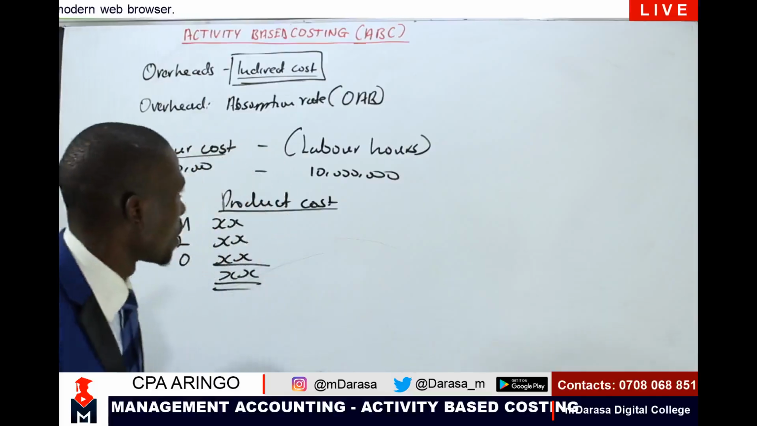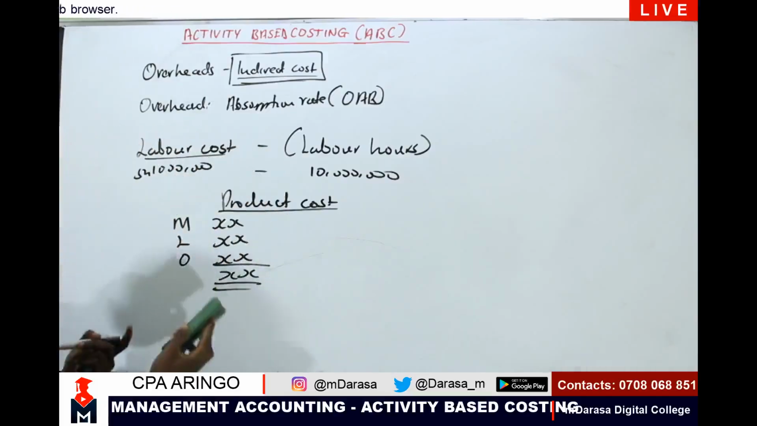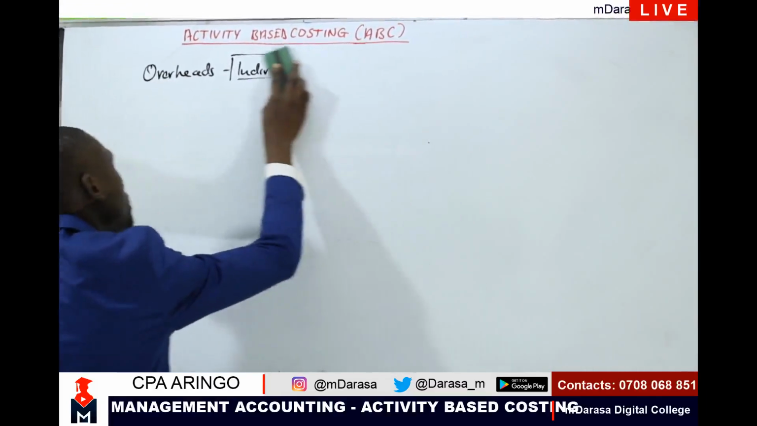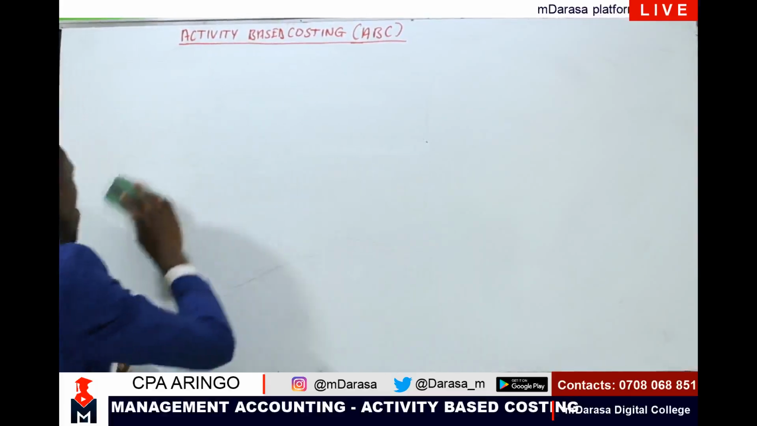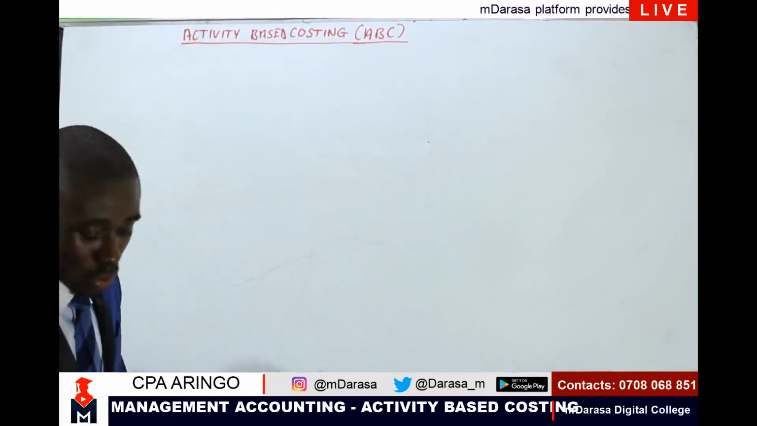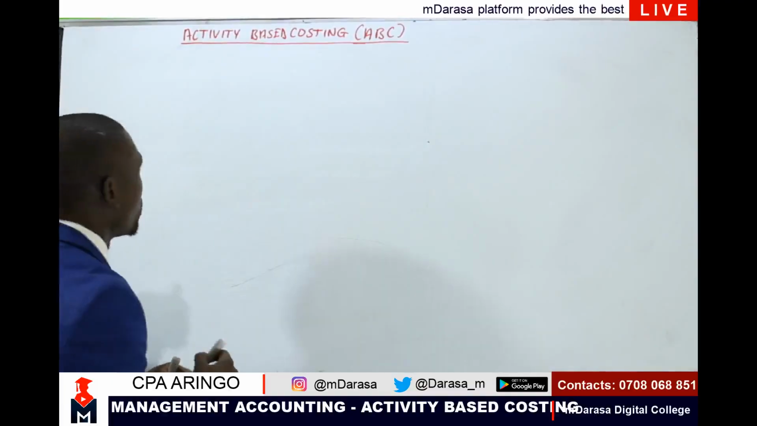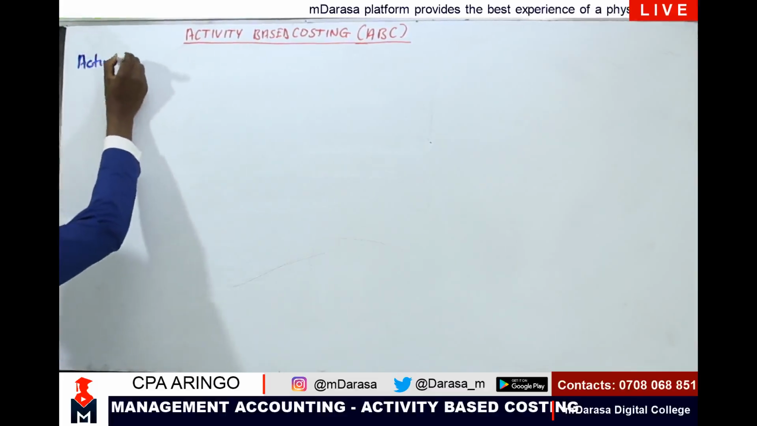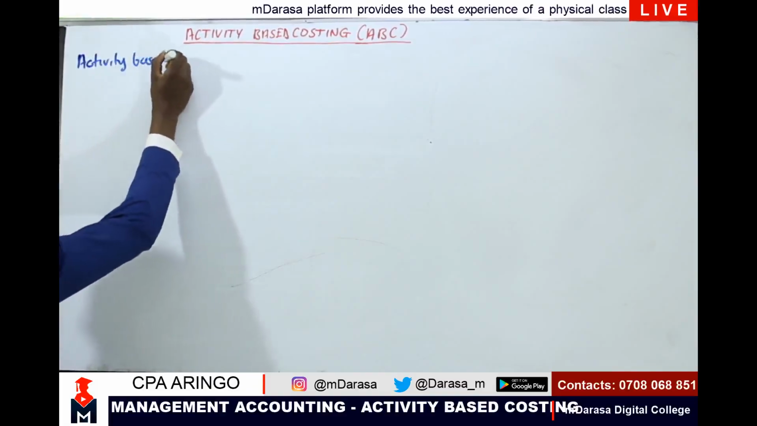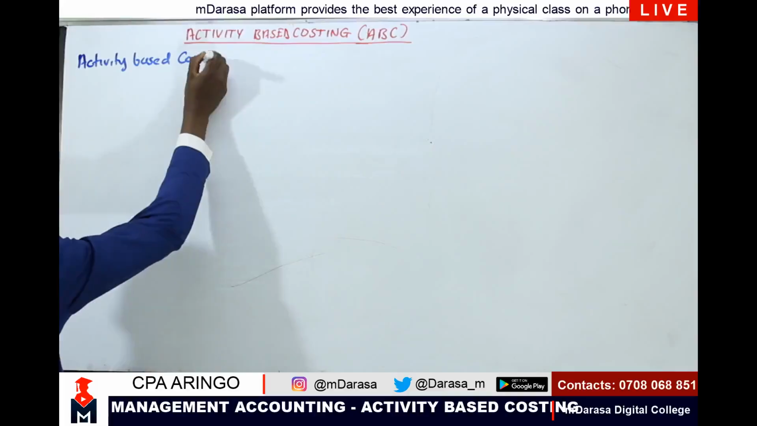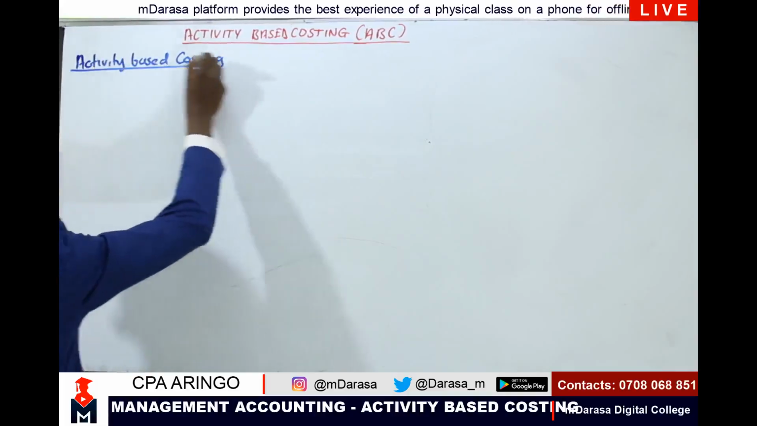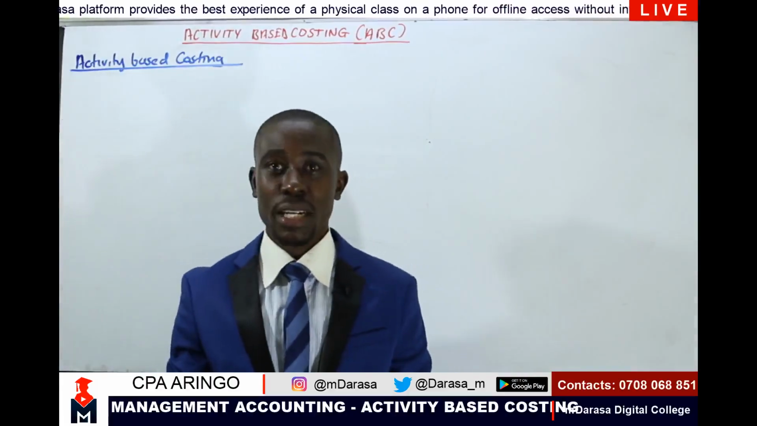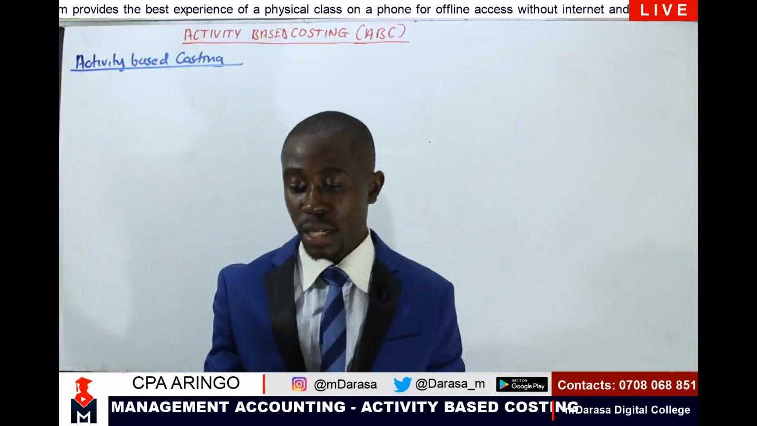So going deeper into that, I want us to now introduce the concept after we've gone through the concept itself. Now introducing activity-based costing. Suppose you're asked what is ABC, what is activity-based costing? What will you mention? That is what I want us to talk about today.